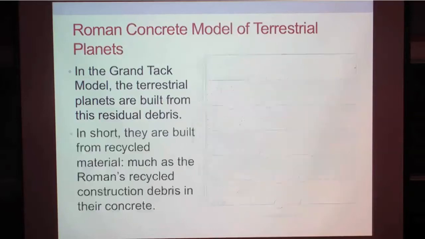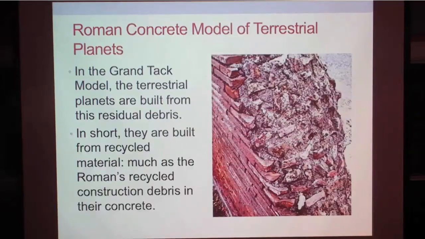I like to think of this as the Roman concrete model of terrestrial planet formation, because the planets are built from recycled constructional debris, just as the Romans built their concrete walls out of, basically, the aggregate was pretty much anything they could find. Today we make concrete, we use gravel for aggregate, but the Romans just threw it in. Concrete is cement, sand, and aggregate.